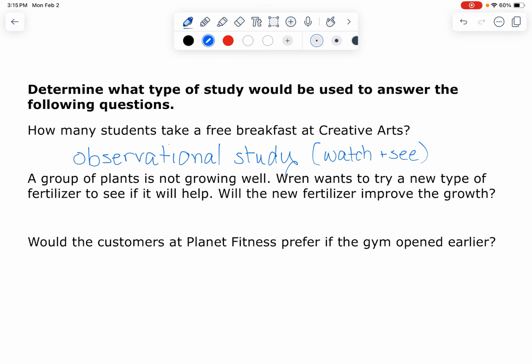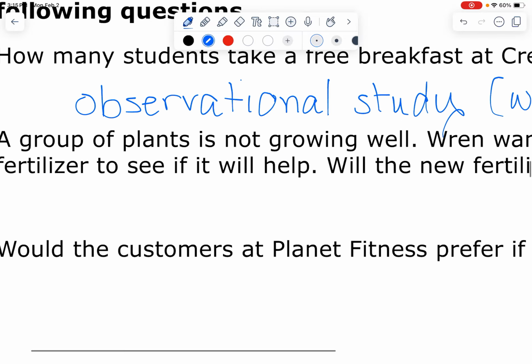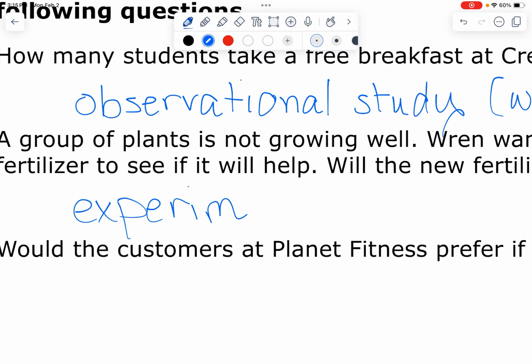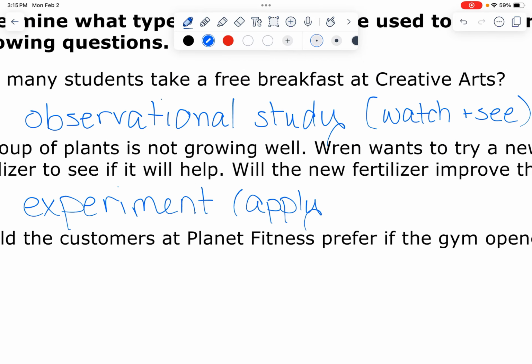A group of plants is not growing well. Wren wants to try a new type of fertilizer to see if it will help. Will the fertilizer improve the growth? This will be an experiment, because you're going to apply a treatment.